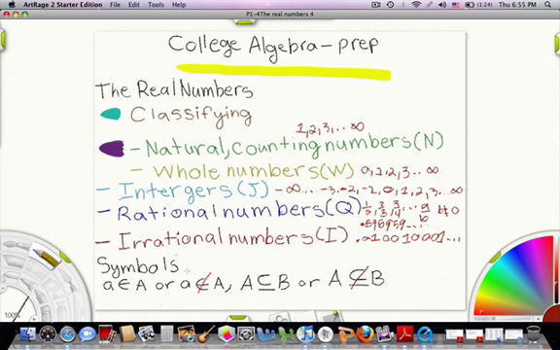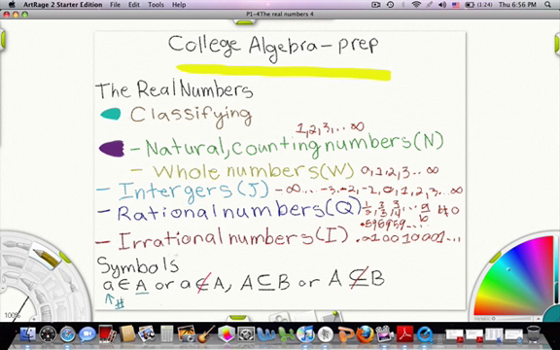So let's talk about some symbols that you might come across in your college algebra course. You might come across a notation that looks like this, where you get this little a and this E looking thing and this capital A. What this is saying is that this little a, which represents some number, is in the member set of A. And A can be irrational numbers, rational numbers, integers, whole numbers, natural numbers.